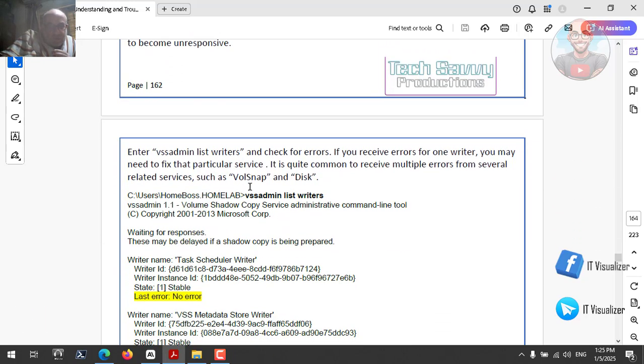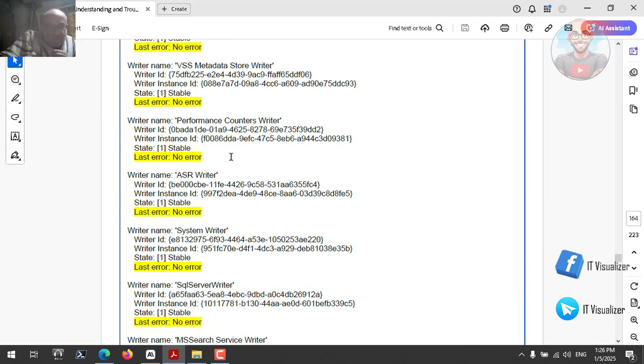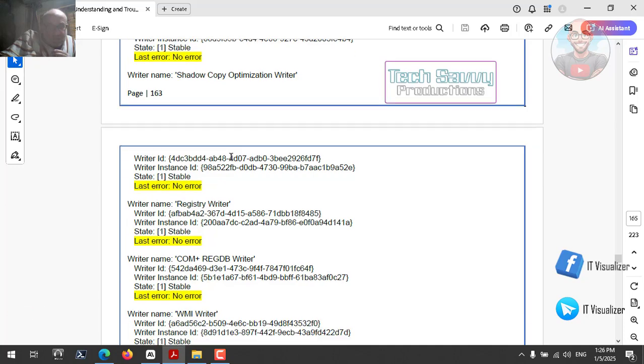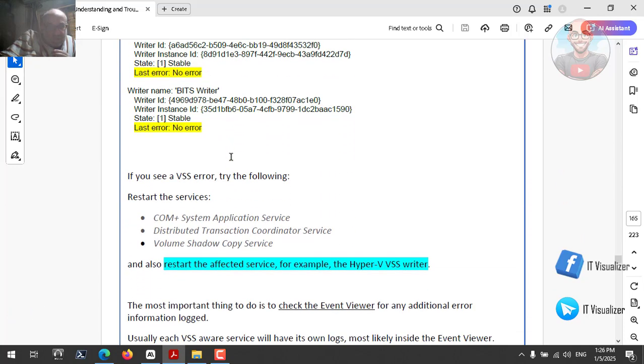And we can see also the command list writers to give us if there are any errors. No errors, no errors. Okay, so we can see all of these. If you see a VSS error, then try restarting the following. Okay, all of these services. And also restart the affected service, for example, Hyper-V VSS writer. So you can restart all of these if there is a problem with a certain writer, but you want to make sure that this writer is related to one of these services.